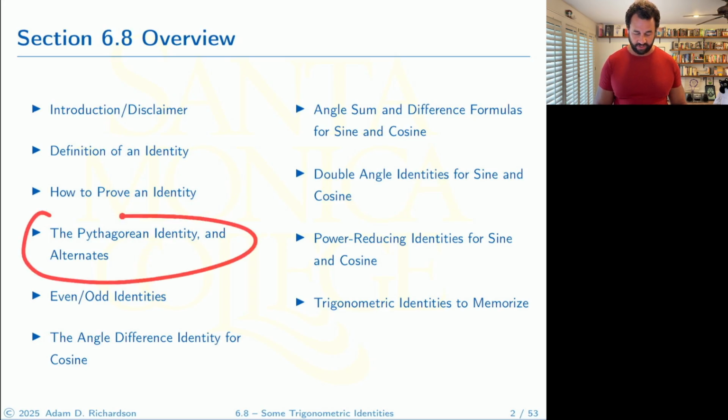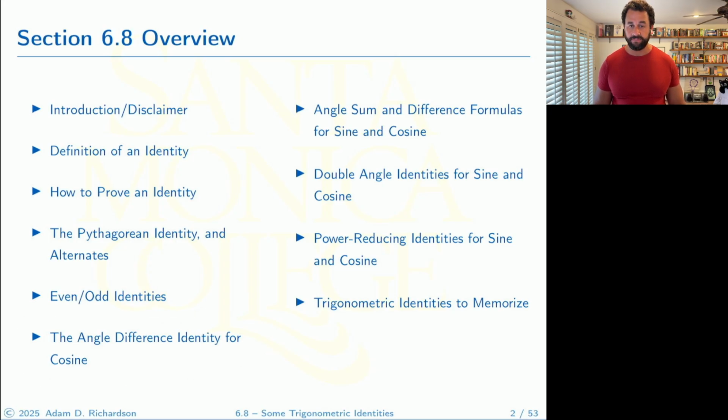We're going to talk about the Pythagorean identity and alternate Pythagorean identities, the even-odd identities, the angle difference identity for cosine. We are going to prove that one. And what's interesting is that we're going to use an algebra and geometric argument for that. And what we're going to find is that once we have that one identity, all the other identities we're going to discuss fall out from just algebraic tweaks of that one identity and the other ones that we prove along the way. It's kind of interesting.